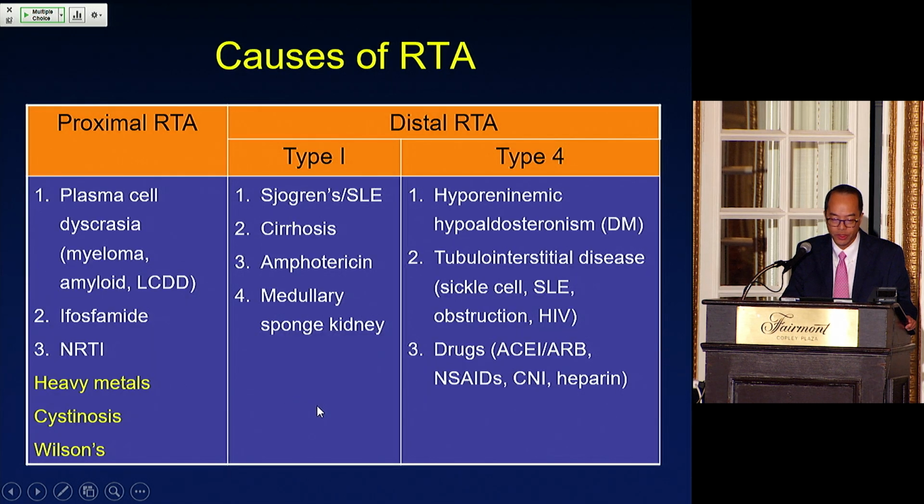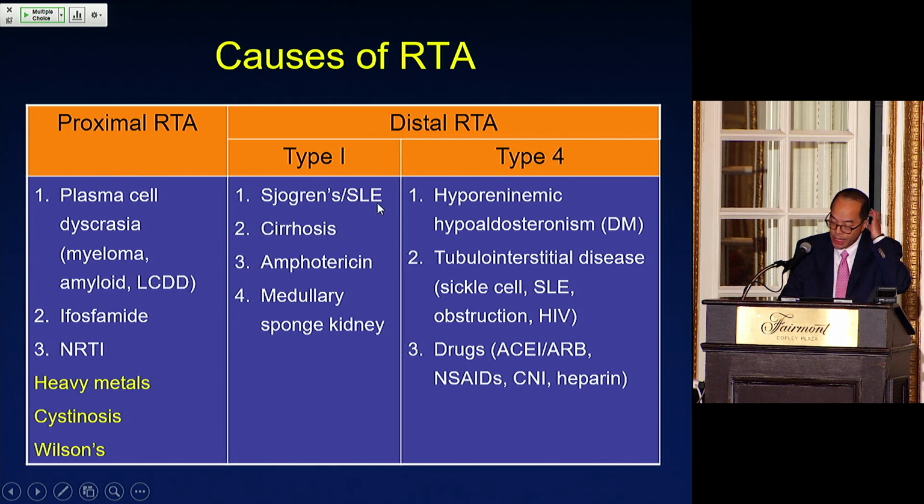In terms of common causes of renal tubular acidosis, proximal RTAs, nowadays we see most of these from plasma cell dyscrasias, either frank myeloma or amyloid or light chain deposition disease. Certain drugs like ifosfamide do it, as do certain types of reverse transcriptase inhibitor antivirals like tenofovir and adefovir. Down here are things that we hardly ever see in adult patients: heavy metal poisoning, cystinosis, and Wilson's disease, common causes when they present as kids.